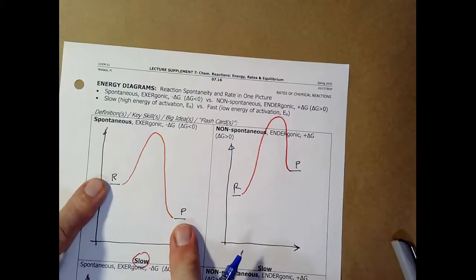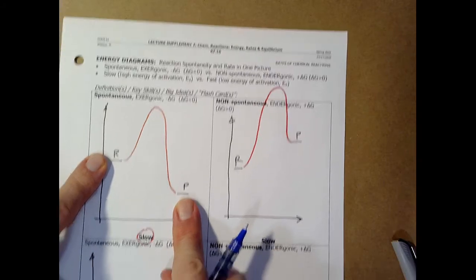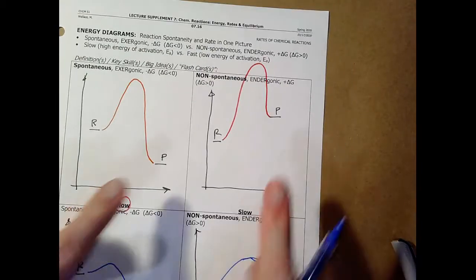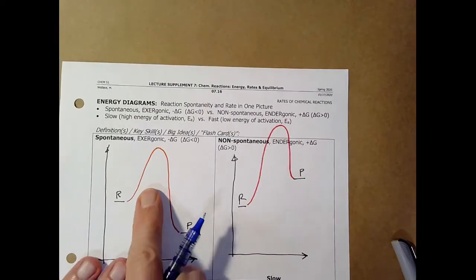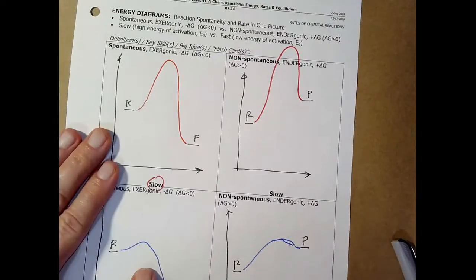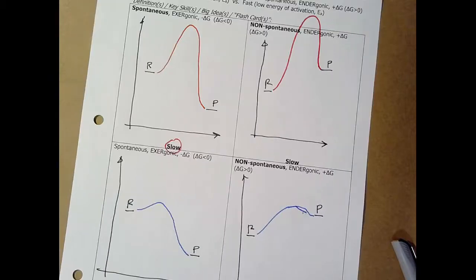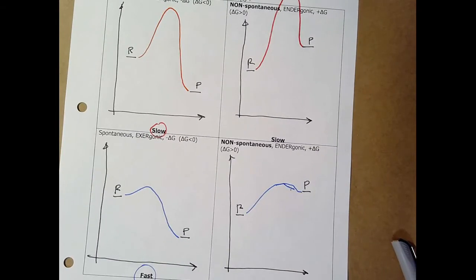So, favorable, exergonic, exergonic, endergonic, endergonic. Slow, slow, fast, fast. Sounds like some kind of dance lessons. Okay. So that's everything we've done. Sort of, is it exothermic, endothermic? Is it exergonic, exogonic? I don't know. Anyway, you know. And is it slow or is it fast?